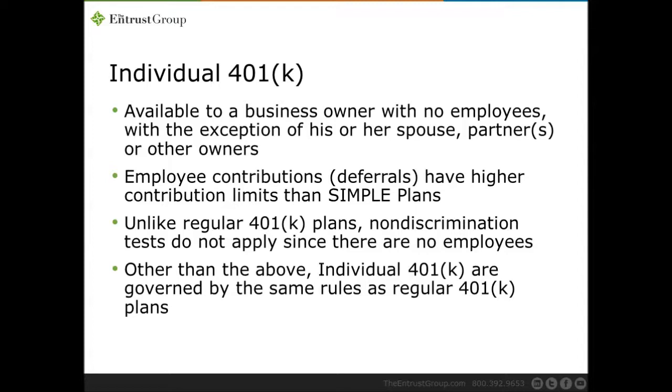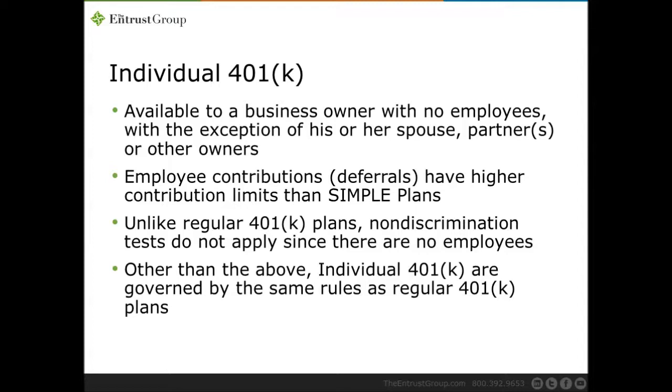owner who is actually working for the business, or maybe a partner or other owners that are in that particular structure that the business is established. As long as they don't have any eligible rank and file employees, they are a candidate for the individual 401k plan. Now, let me answer this question already, which is a question asked by a lot of people. What if the business starts hiring employees?